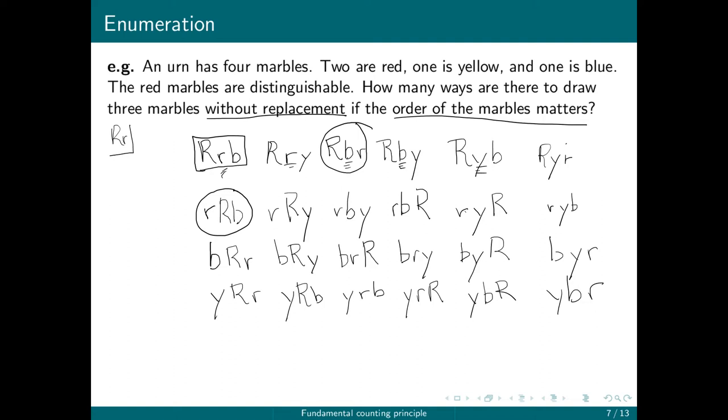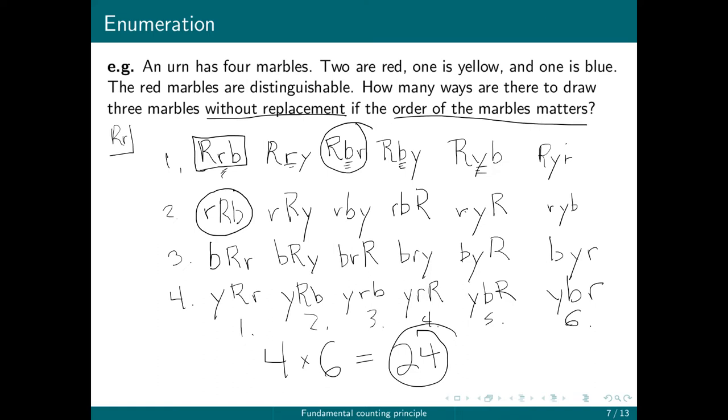So I had four choices for my first marble. And then once I picked my first marble, I had six choices for the orderings based on my first marble. And then four times six is going to be 24, which is the answer to the question.